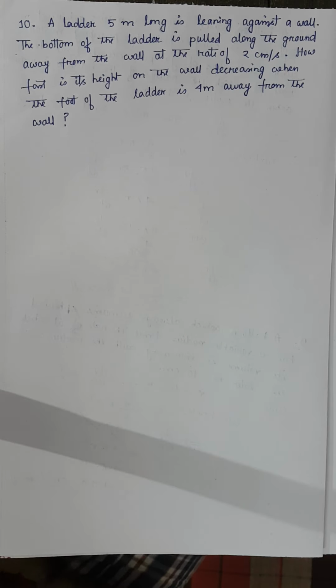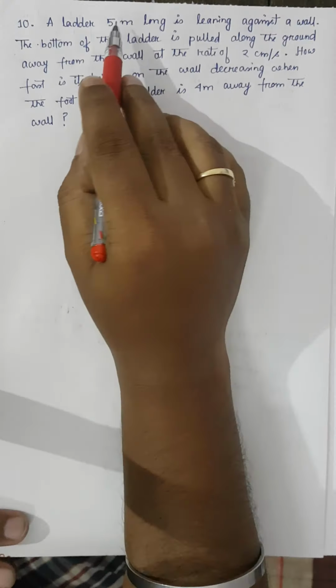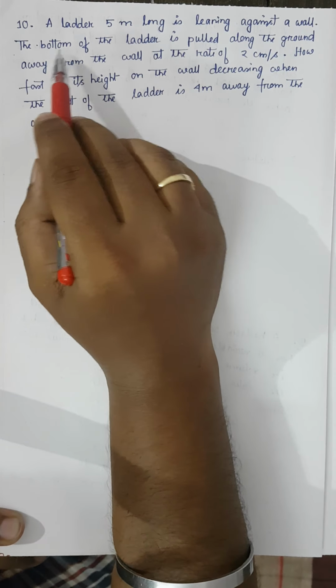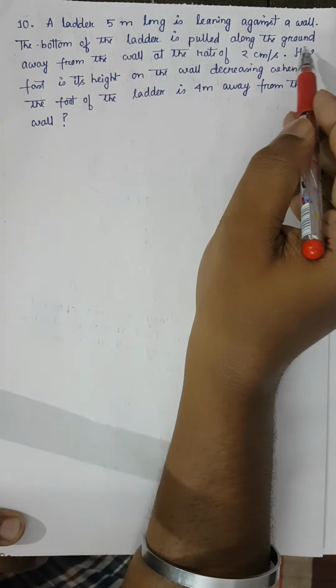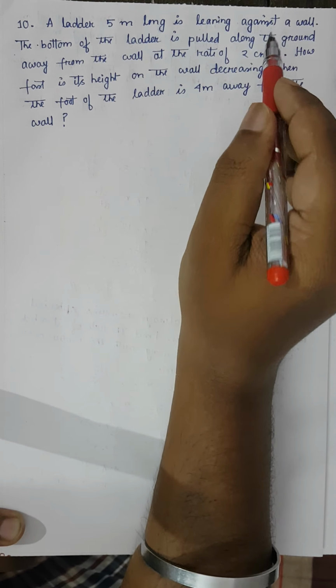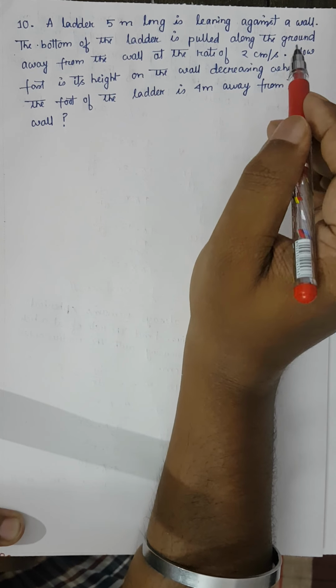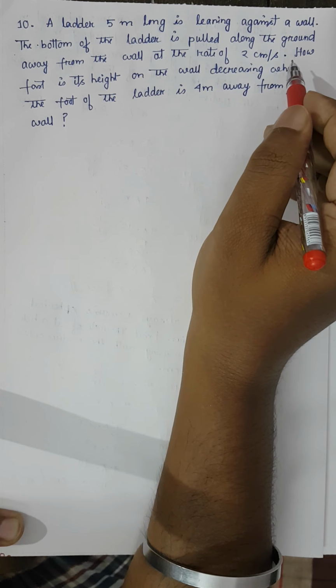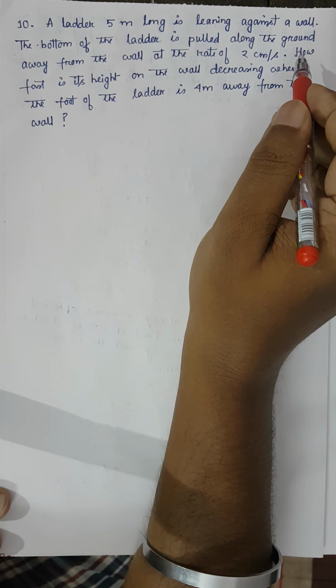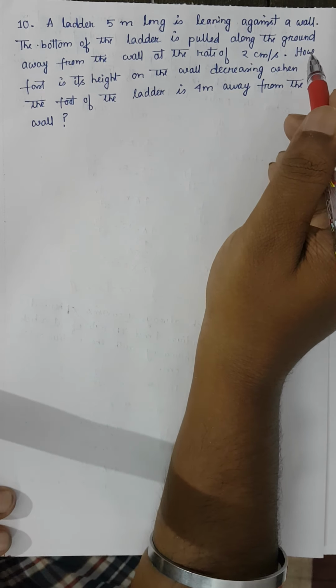Now it is question number 10. This is a very important question of NCERT book. A ladder of 5 meter long is leaning against a wall. The bottom of the ladder is pulled along the ground away from the wall at the rate of 2 centimeter per second. How fast is its height on the wall decreasing when the foot of the ladder is 4 meter away from the wall?